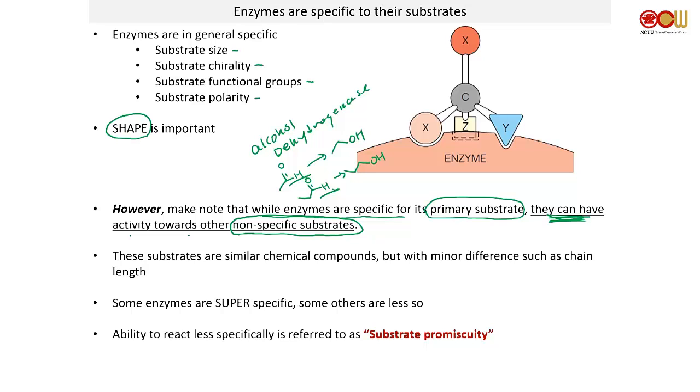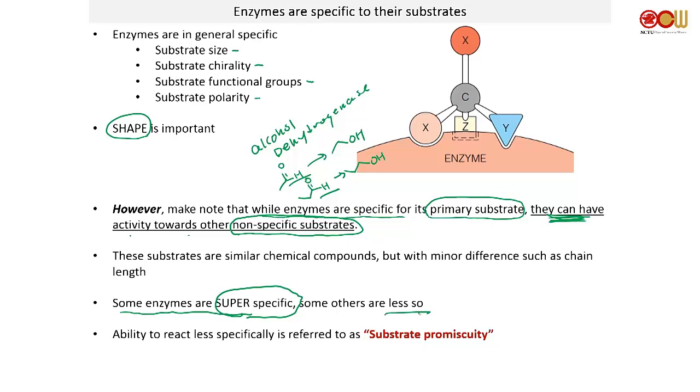Okay? But 2 carbon versus 3 carbon, it's okay. Right? Now, this property is different between different enzymes. So some enzymes are super specific, okay? Meaning they only react with their natural substrate, nothing else. However, some other enzymes are less so. Okay? Some other enzymes can react with many different substrates. It depends on the enzyme.